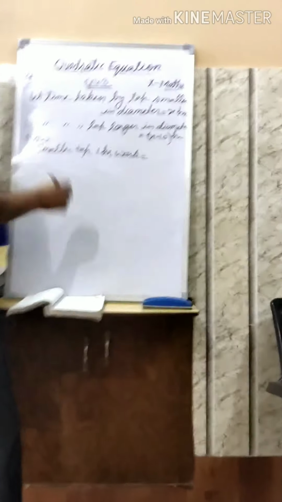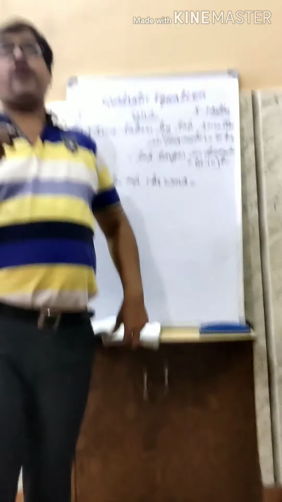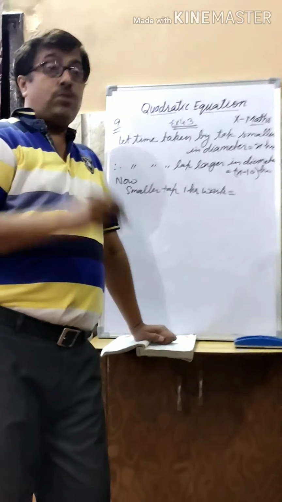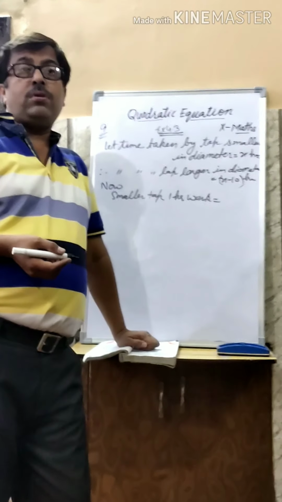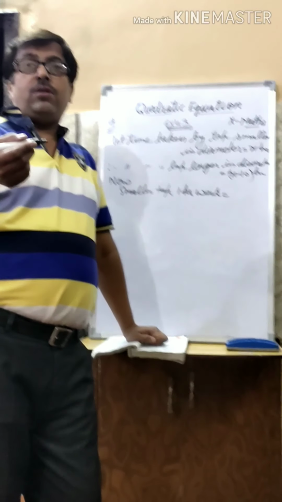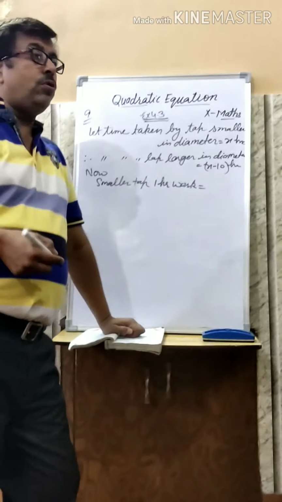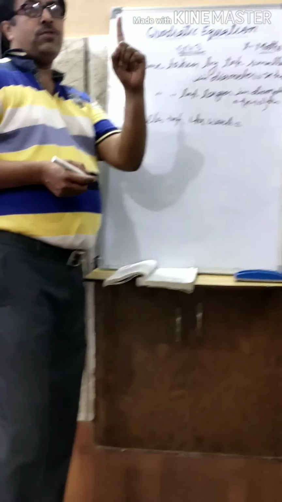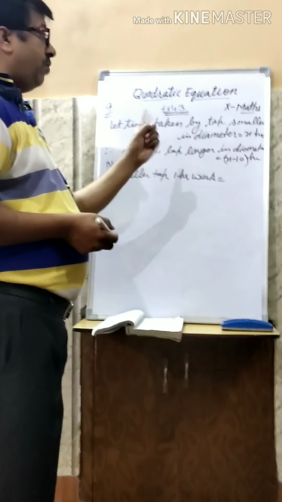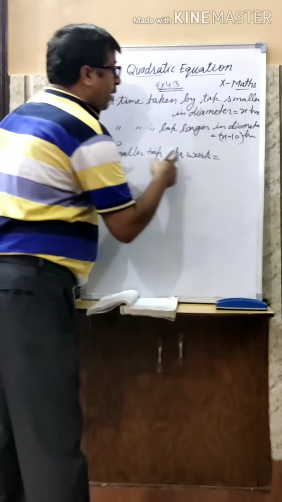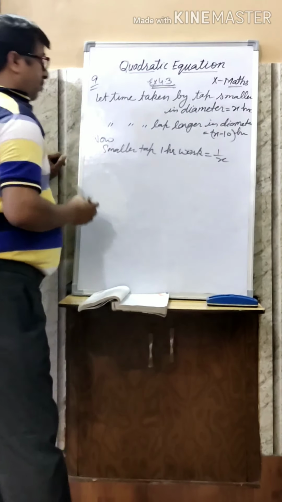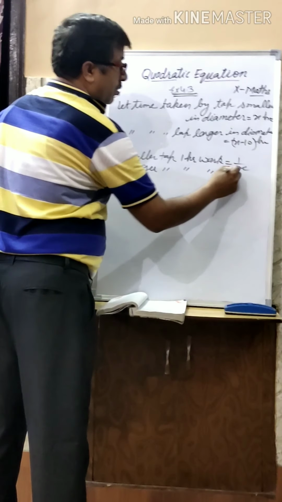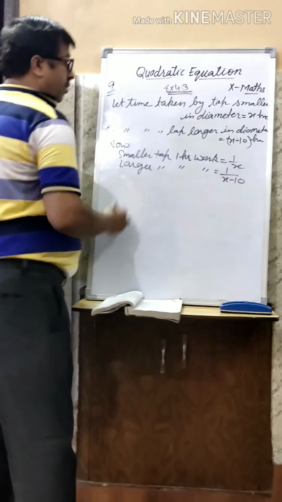So these are work and time questions. Suppose one man does the work in 10 days. In one day how much will he do? 1 by 10 part he will do. If you do the work in 4 days, in one day how much part will you do? 1 by 4. Same. If the smaller tap fills in x hours, in 1 hour it will fill 1 by x part. So smaller tap 1 hour work is 1 by x. Larger tap 1 hour work is 1 upon x minus 10.